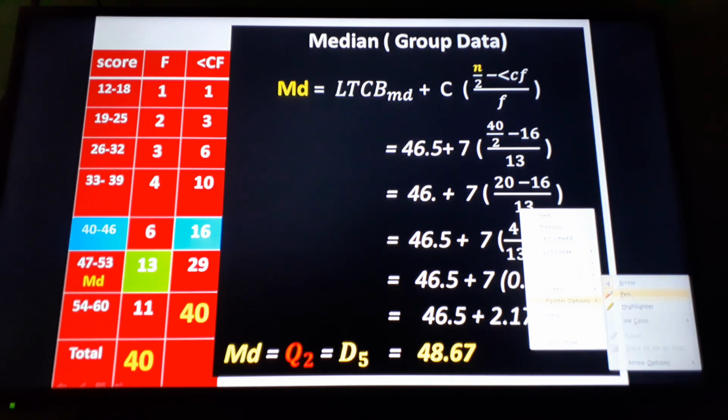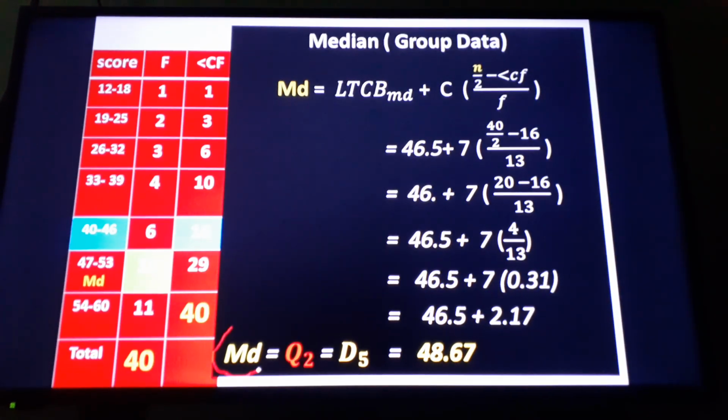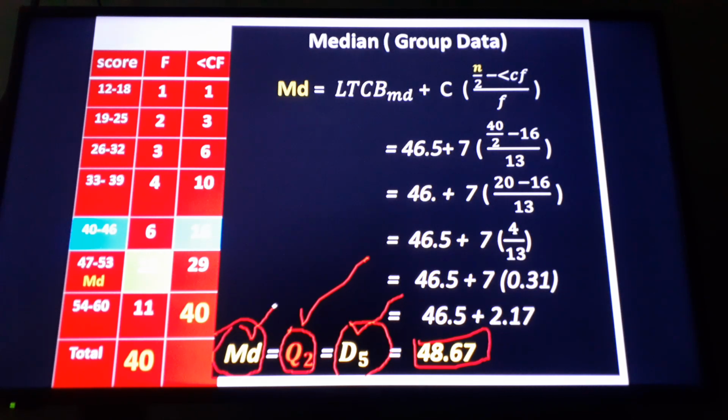Para sa inyong kaalaman, ang median is also equivalent to quartile 2. At yung quartile 2 is also equivalent to decile 5. Ang ibig sabihin nun, pag nasolve na natin yung median ng isang graph data, nakuha na rin natin yung kanyang quartile 2. Kasi equal po sila, equivalent values po sila. Ganon din po yung decile 5. Sa makatuwid, yung value ng median, quartile 2 at decile 5 ay pari-parehas po, 48.67.